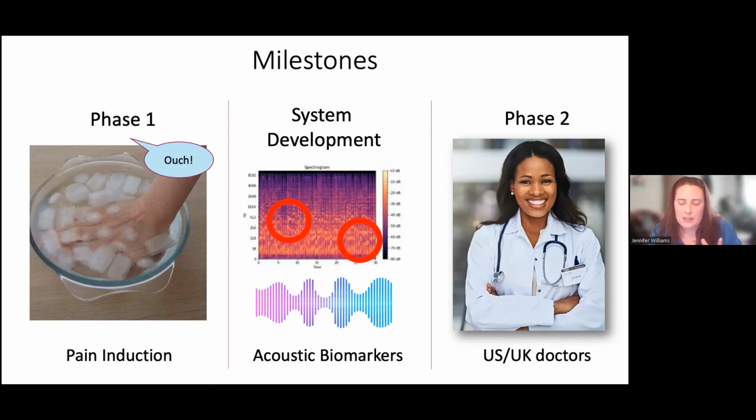And then in the middle here, we have the system development. We will do some analysis to try to identify any acoustic biomarkers of the pain that they've reported. In phase 3, we will present all of this information to a set of doctors in the US and the UK and see if they agree with one, the pain reported by the subjects, and two, the algorithm that we develop that detects the pain level.